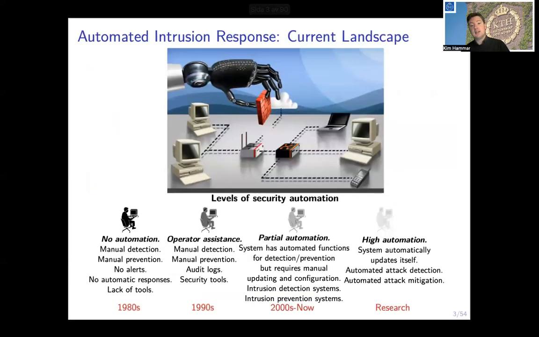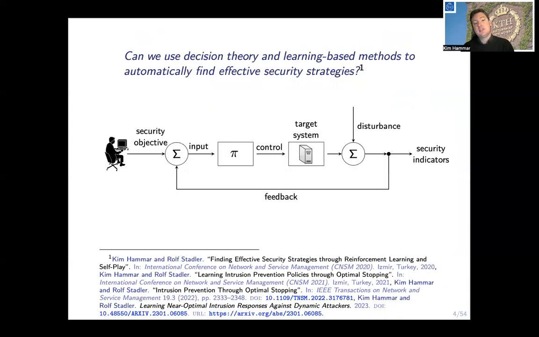This is a long-standing goal in cybersecurity, where we are trying to, as much as possible, automate the response to cyber attacks so that we can reduce the response times. And one promising approach that is actively investigated currently is whether we can utilize decision theoretic and learning-based methods to achieve this automation. And that is the topic of my presentation today.